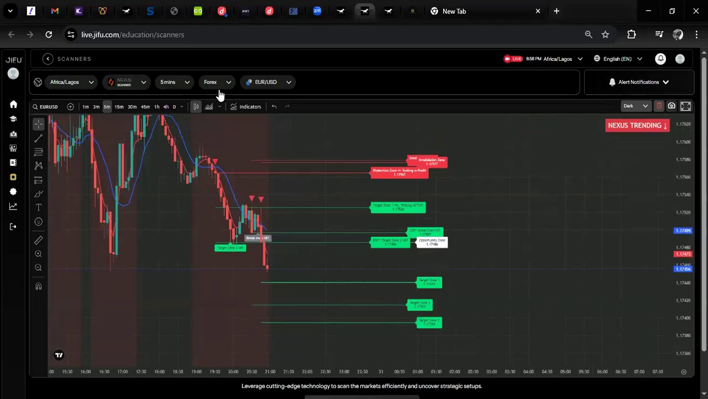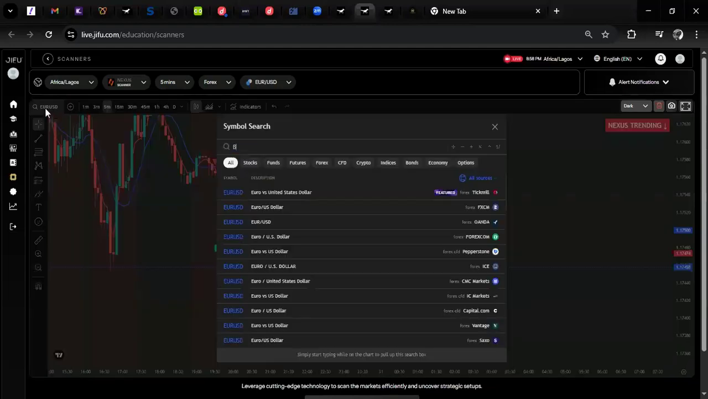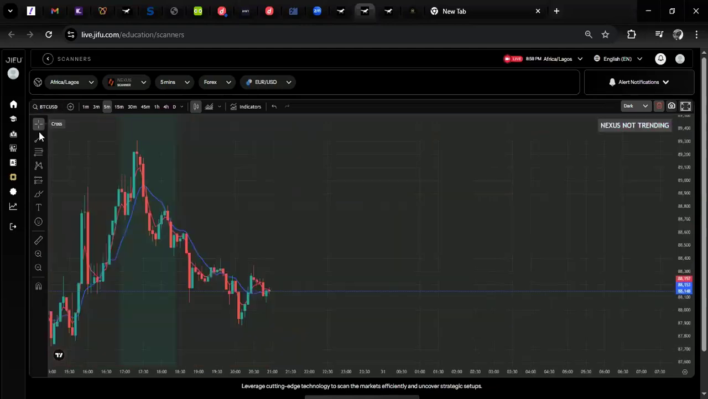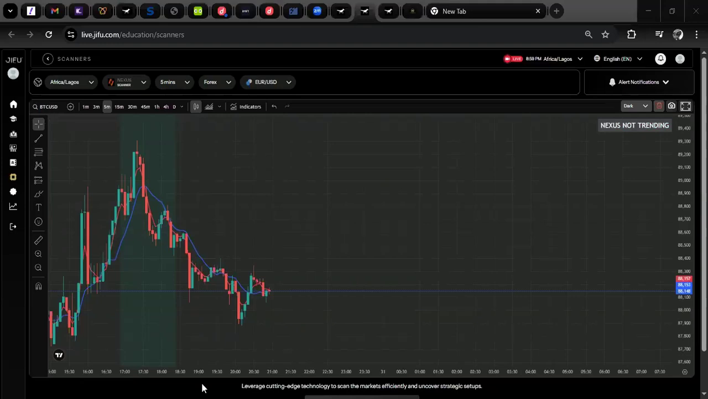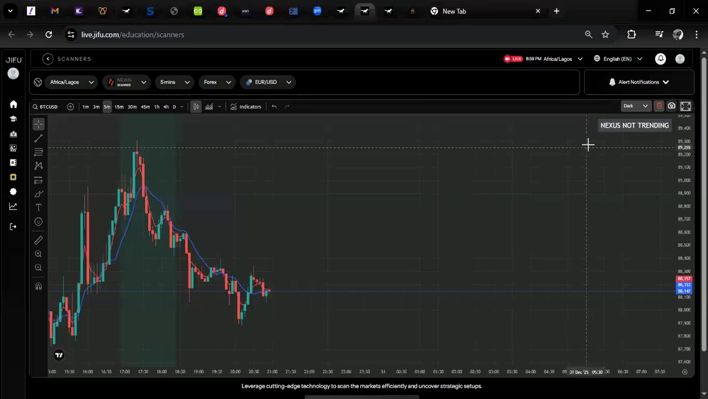Okay, let's look for an example of a not trending trade. I think BTC is not trending because it's not aligning. It's still there, guys. Can you see what I'm saying? Not trending. That's BTC USD. Now let's get back to Euro USD.